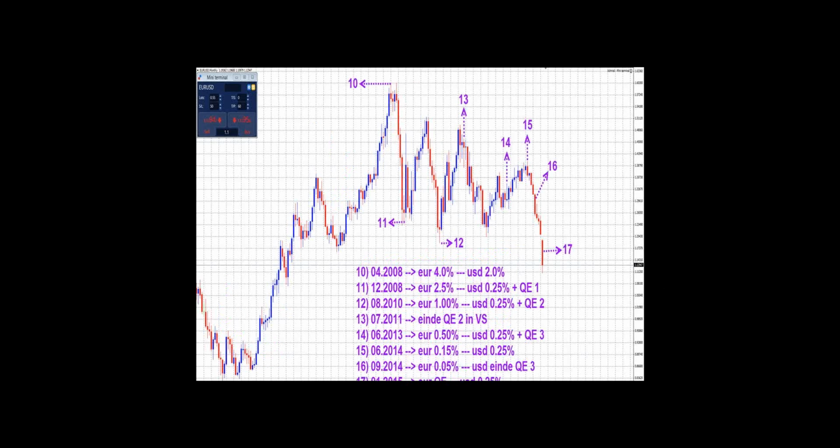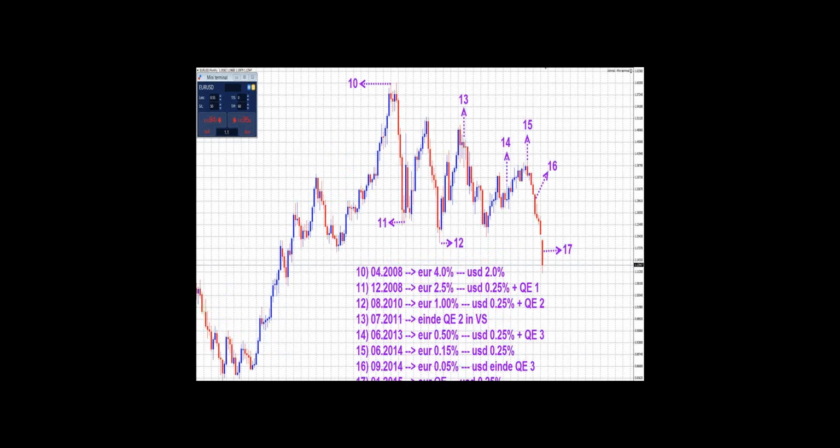Point 13, we see the end of quantitative easing too. We see euro dollar therefore move down again. Point 14, we see basically quantitative easing 3 introduced, right? Euro dollar goes up again, but very mildly. Point 15, we see the euro interest rate starting to decrease. Point 16, we see the end of quantitative easing. And point 17, we see quantitative easing of the eurozone.